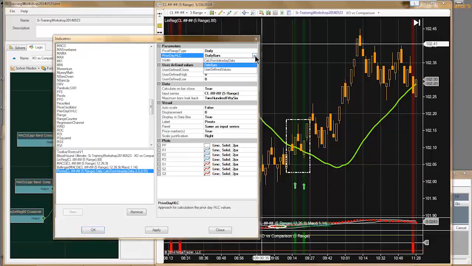So the recommendation is, when you're using their pivot indicator in a strategy or inside of another indicator, that you have to use calculate from intraday data. So remember, when you're using this pivot indicator inside of BloodHound, BloodHound is another indicator. So to get it to work correctly, you'll need to use calculate from intraday data.